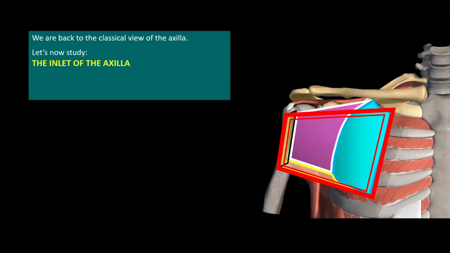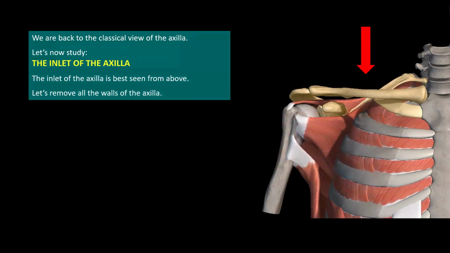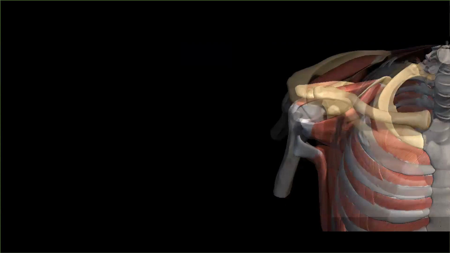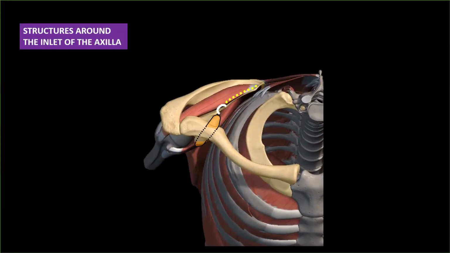Let's now study the inlet of the axilla. The inlet of the axilla is best seen from above. Let's remove all the walls of the axilla. Let's tilt the thorax anteriorly so that we can see the superior view of the inlet. Structures around the inlet of the axilla.